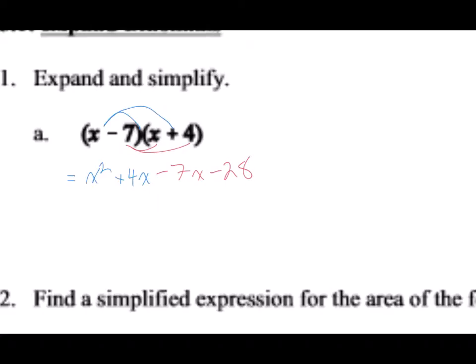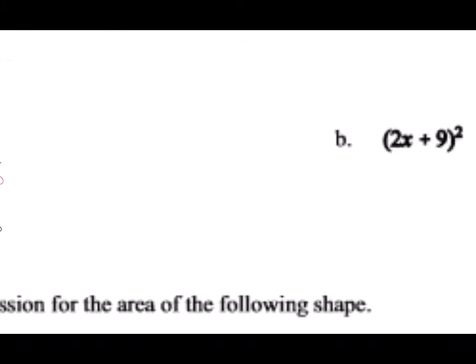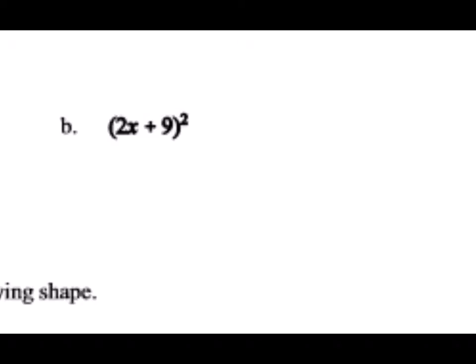Now what we need to do is pull the middle terms together. So we start with x squared. We add the two middle terms, 4x and minus 7x, to get minus 3x, and then we bring down minus 28. And we're done. Now for the next problem, we have 2x plus 9 all squared.